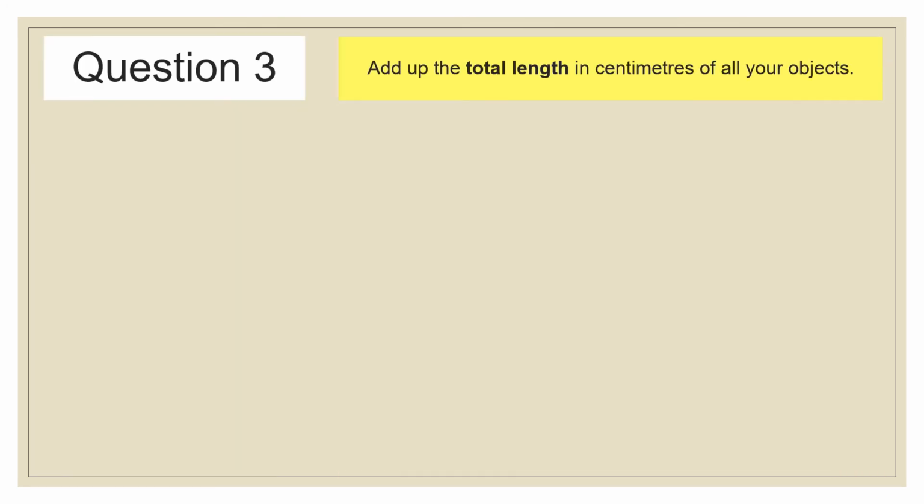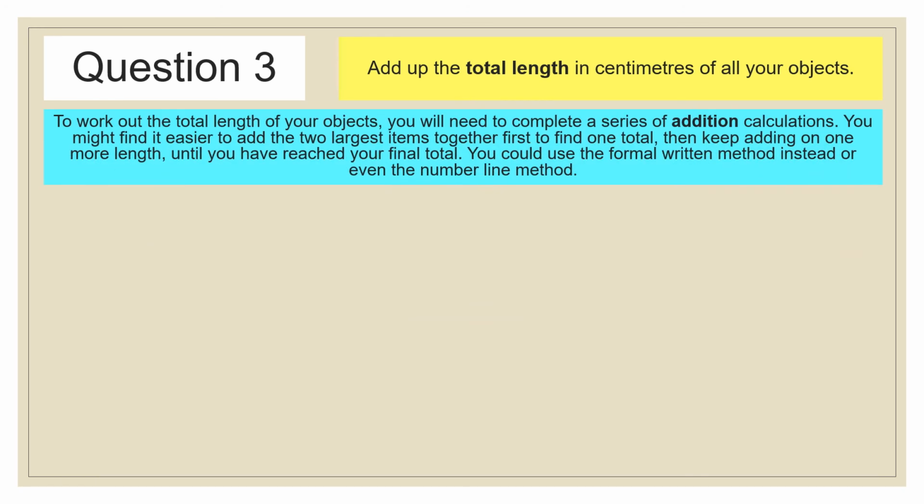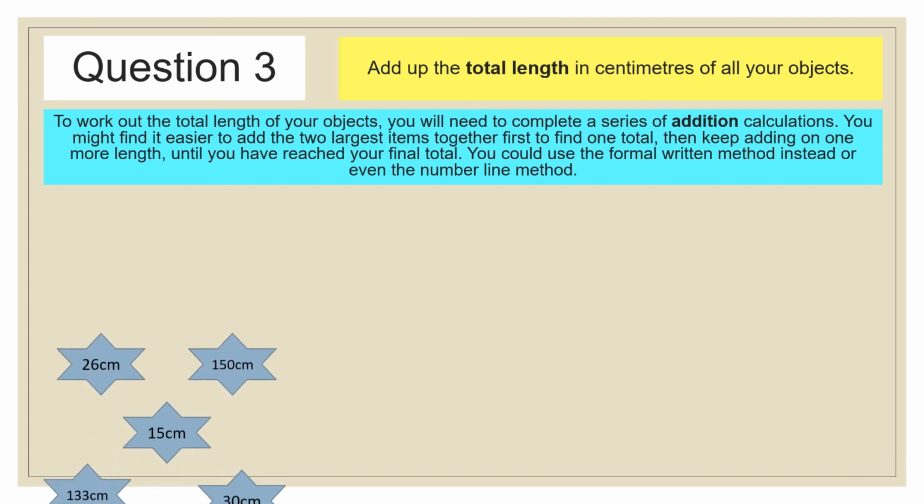Now let's have a look at the final question for your length activity. So question 3, add up the total length in centimetres of all your objects. To work out the total length of your objects, you will need to complete a series of addition calculations. You might find it easier to add the two largest items together first to find one total, then keep adding on one more length until you've reached your final total. You could use the formal written method instead, or even the number line method.